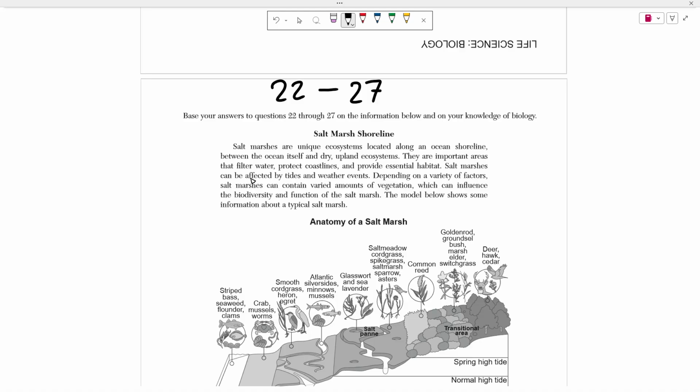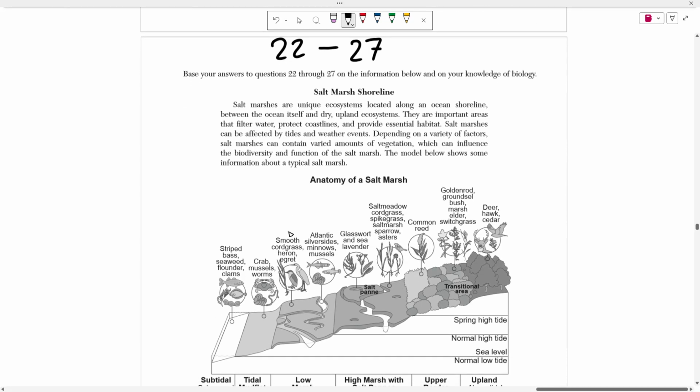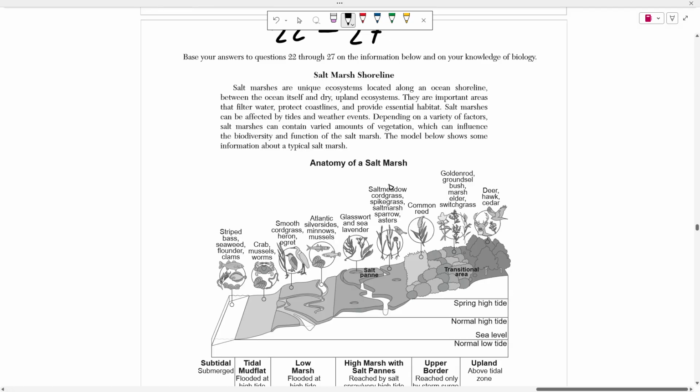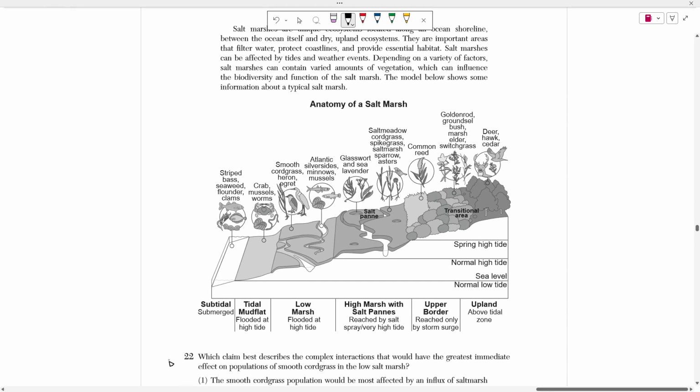The model below shows some information about a typical salt marsh. So this is the anatomy or the makeup of a marsh. We can see here that it is organized in levels of increasing height. So at the lowest level, it's subtidal. So everything here is submerged. It's below the tide. Remember that the tide is just the level of water. So if you're at high tide, you have a high level of water. Low tide, you have a low level of water. Sub means below. So subtidal is below the tide.